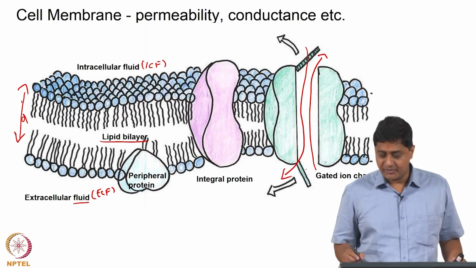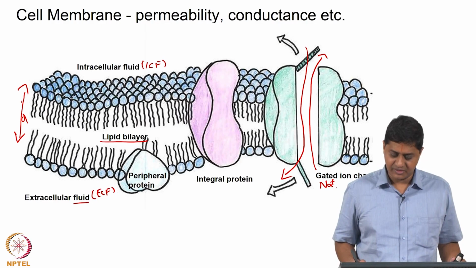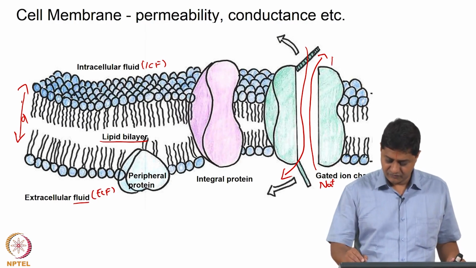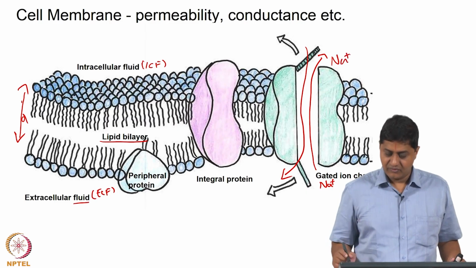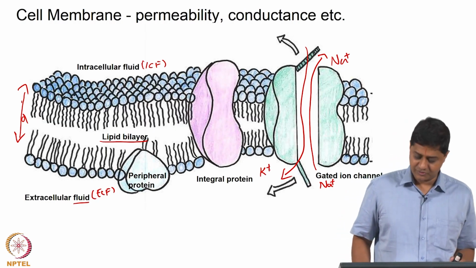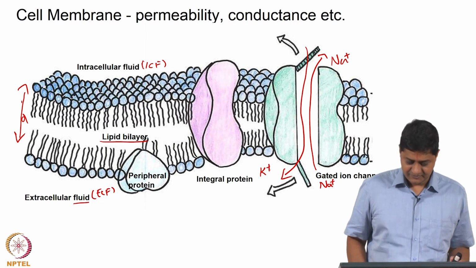Suppose this allows sodium ions. The sodium ions are found in greater concentration outside the cell membrane when compared with the inside. So the sodium is going to move from outside to inside, whereas potassium, if this channel is also permeable to potassium, then potassium will move from inside to the outside.